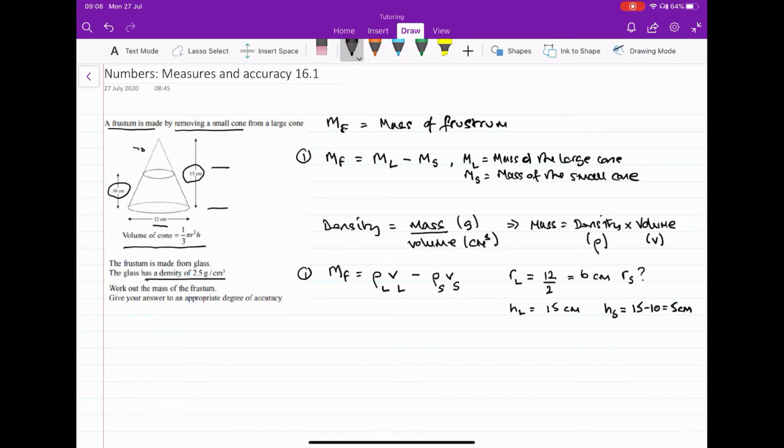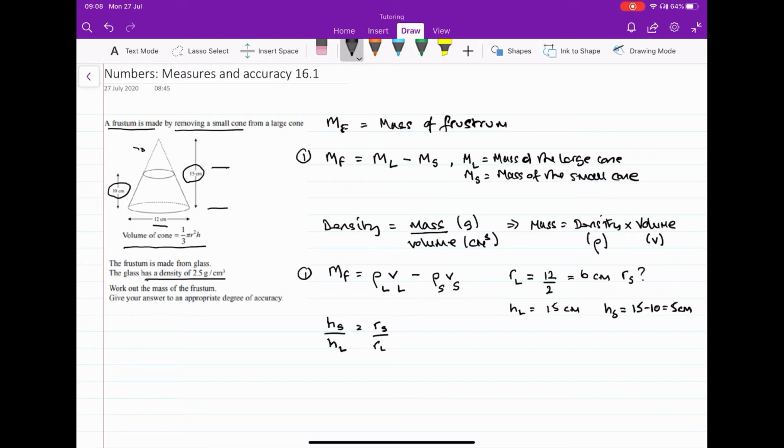Well, because the large cone and the small cone are similar shapes, the ratio of the heights is going to be the same as the ratio of the radii. So therefore, we can say categorically that the height of the small cone divided by the height of the large cone equals the radius of the small cone divided by the radius of the large cone.